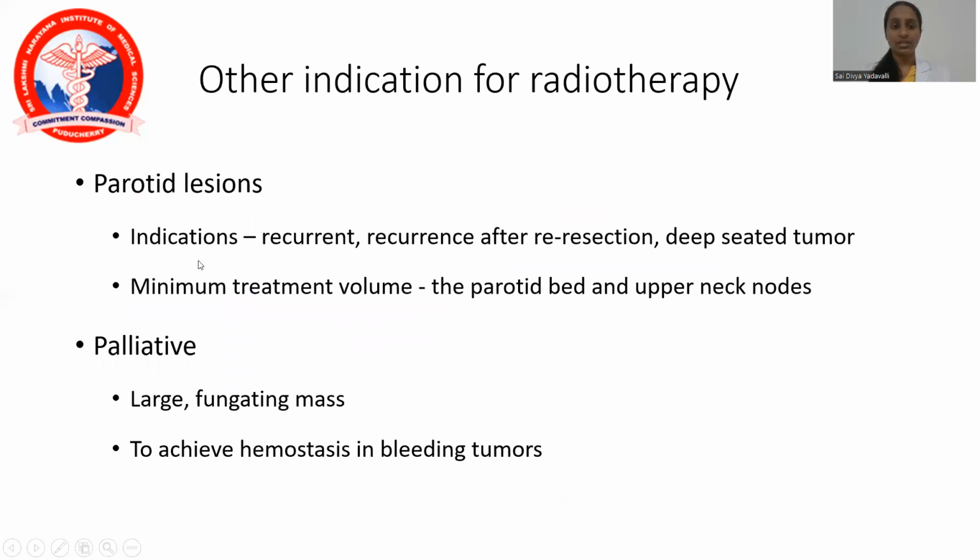Other indications include recurrence after resection or deep-seated tumors in the parotid. The minimum treatment volume for the parotid is the parotid bed with the upper neck nodes.